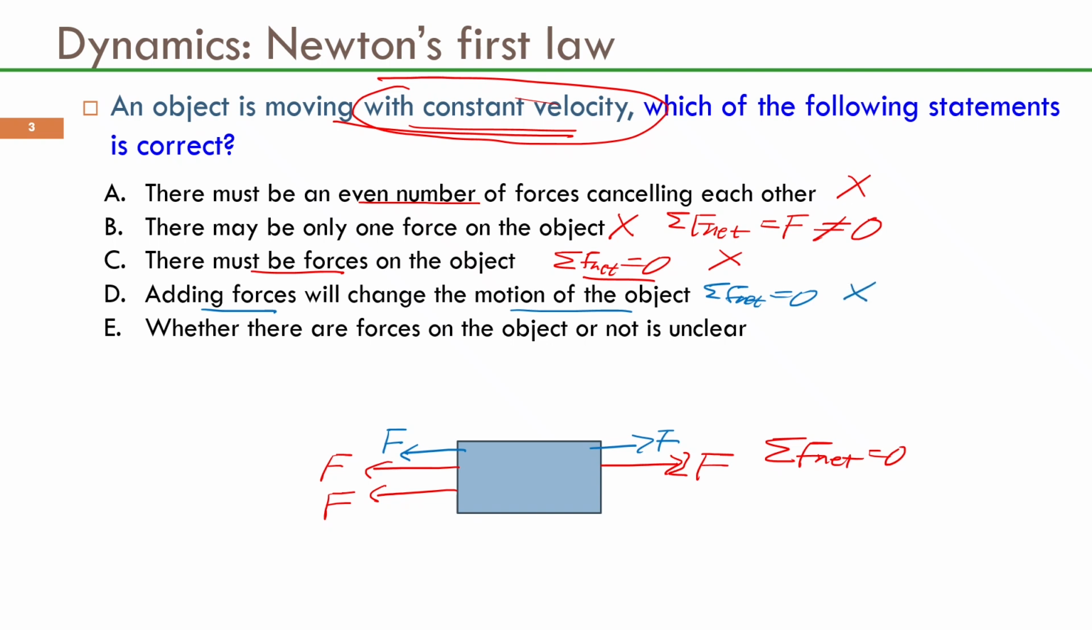The last option says whether there are forces on the object or not is unclear. This is the correct choice. Because for an object moving with constant velocity, we just know the net external force is 0. Maybe there are forces and they balance each other, they cancel out each other, or maybe there is no force at all.